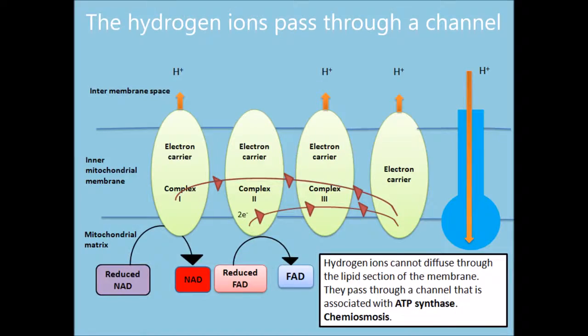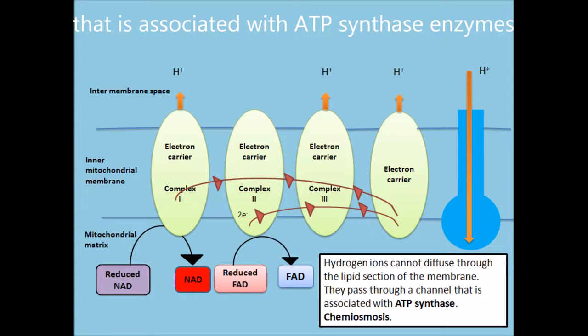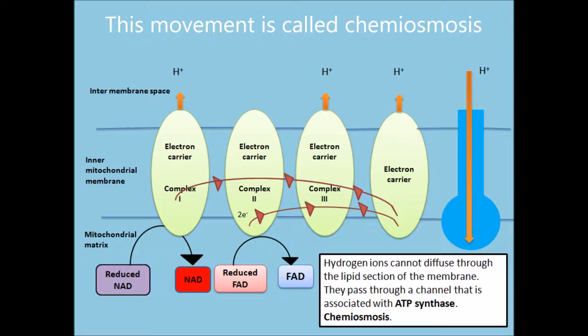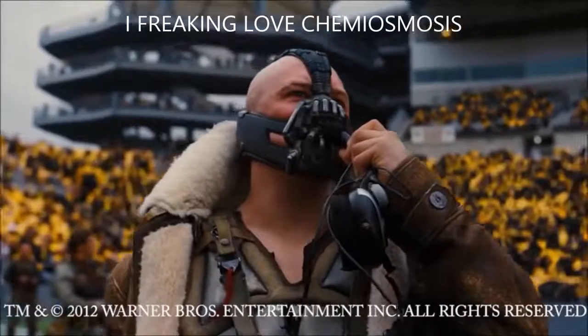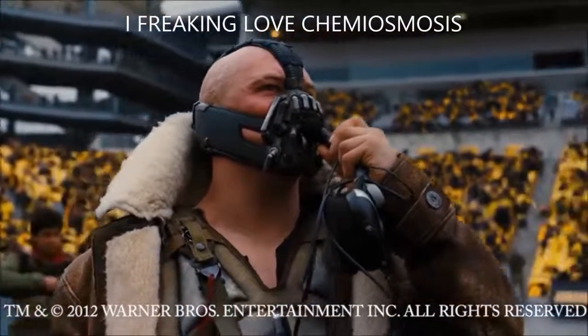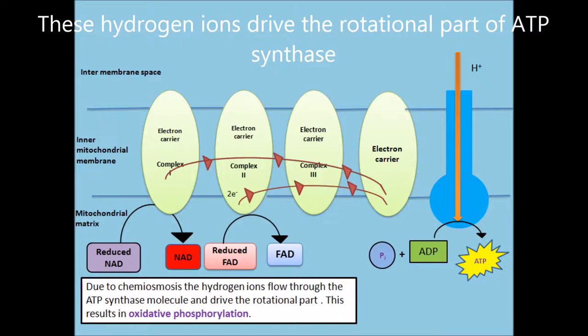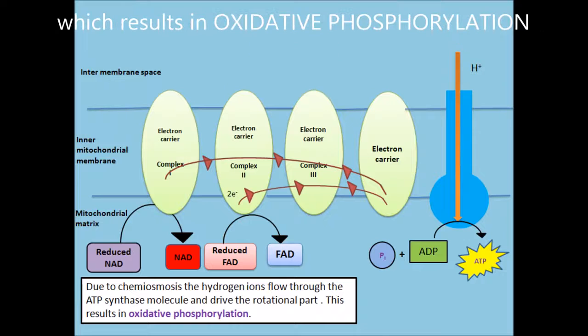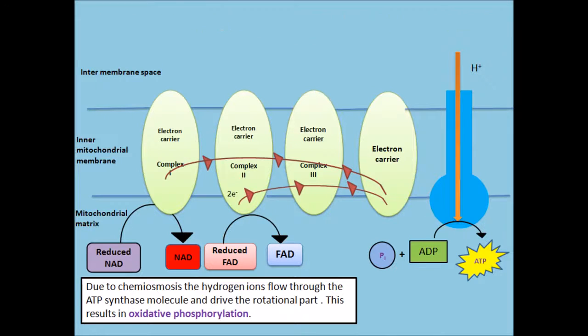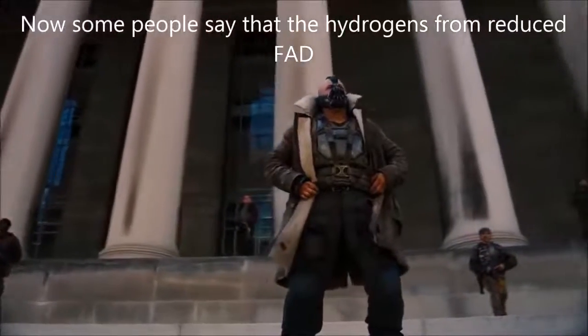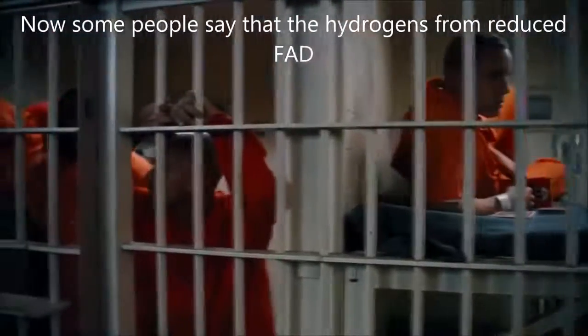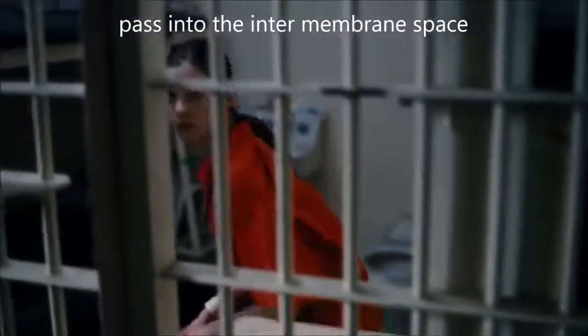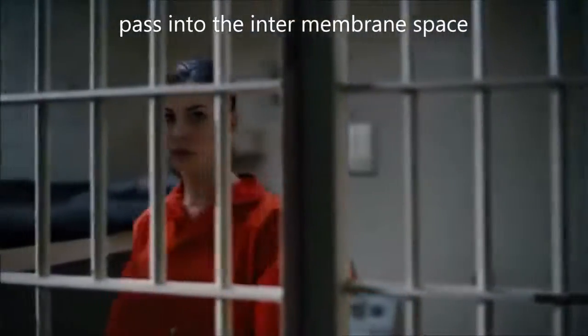The hydrogen ions pass through a channel that is associated with ATP synthase. This movement is called chemiosmosis. I freaking love chemiosmosis! These hydrogen ions drive the rotational part of ATP synthase, which results in oxidative phosphorylation, producing our energy carrier ATP. Now some people say that the hydrogens from reduced FAD pass into the intermembrane space.